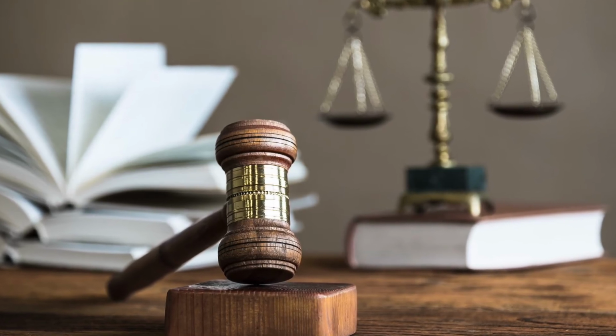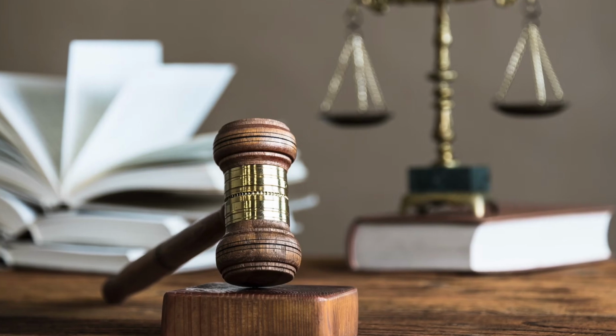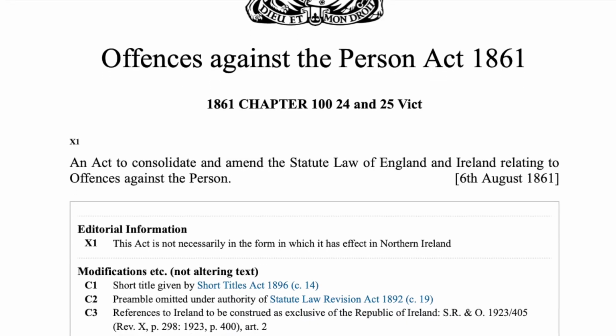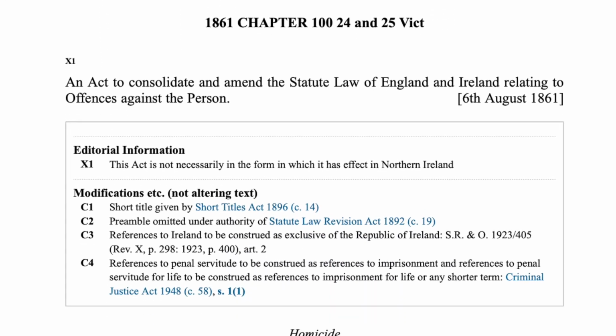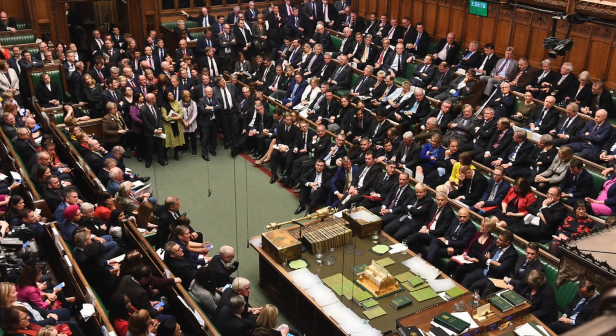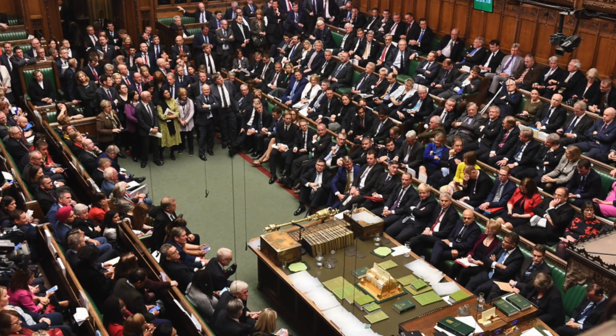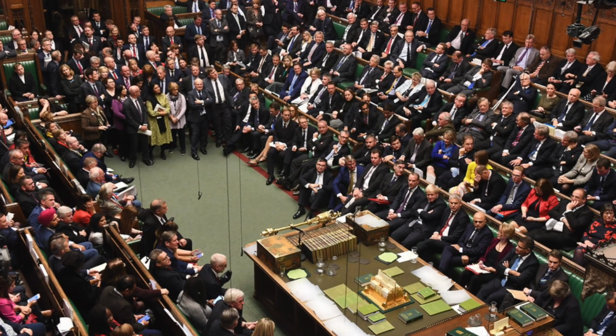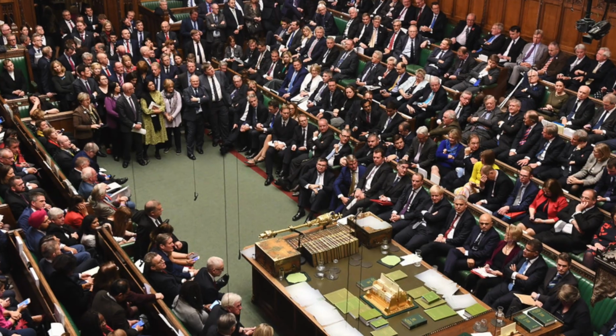So there are a few different types of bills. You have public bills, which affect everyone, and this can include the Offence Against the Person Act or the Consumer Rights Act. You have private bills, which affect specific individuals or organisations. And then private member bills, which are introduced by MPs who aren't government ministers, often to raise awareness or push reform.